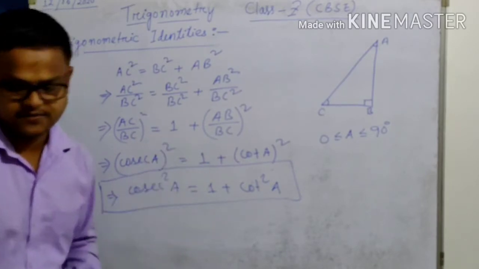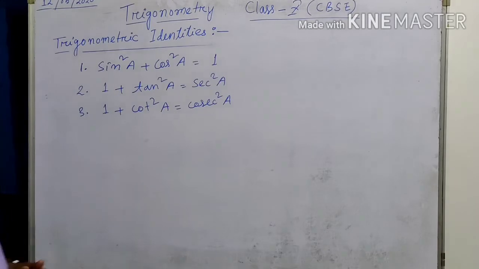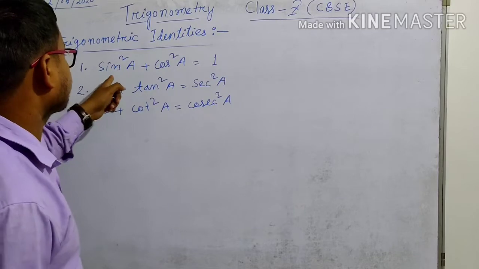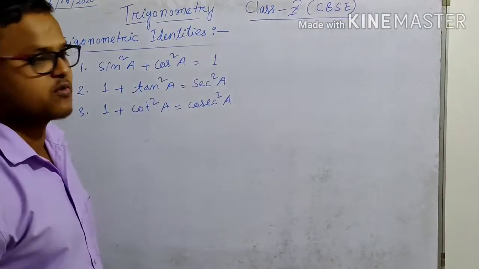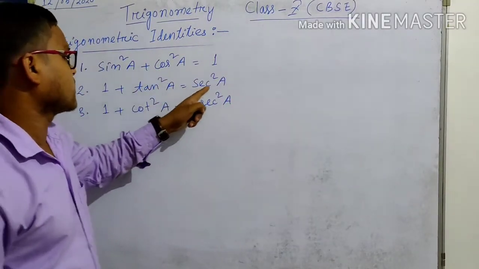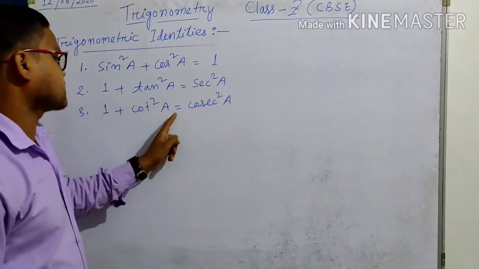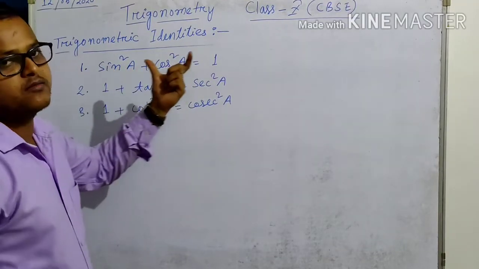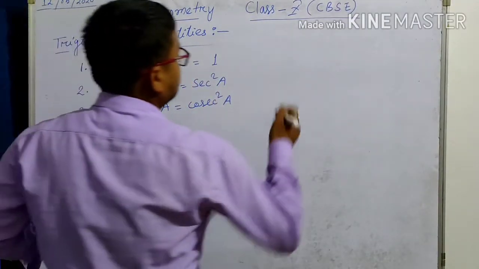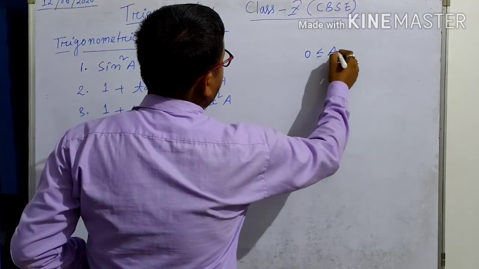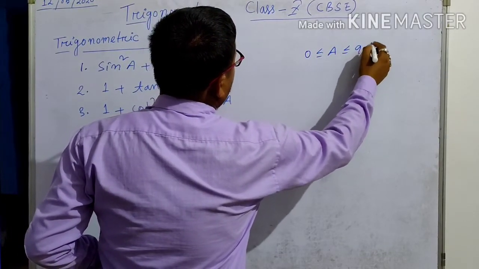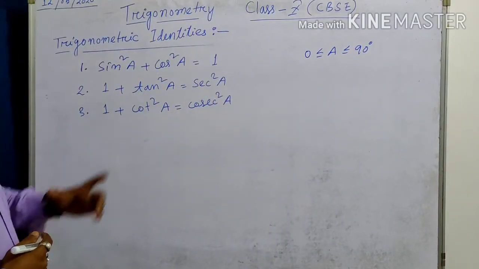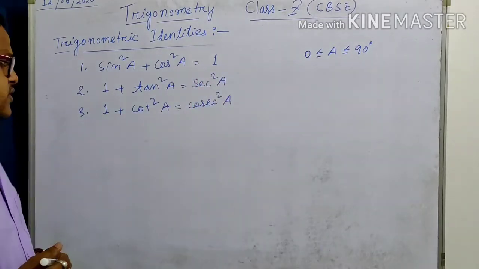Let's see. So finally we get three identities. The first one is sin square A plus cos square A is equal to 1, 1 plus tan square A equal to sec square A, 1 plus cot square A equal to cosec square A. These are true for all A that lies between 0 and 90. It is true for all these values.